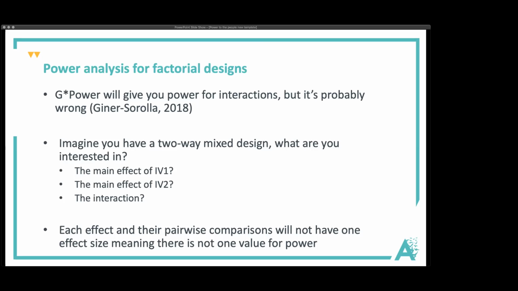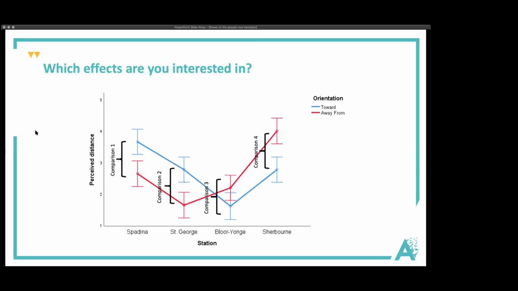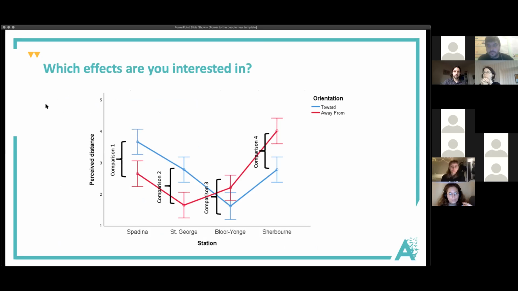Is it the interaction you're really interested in? If you're just putting in one value to say, right, I expect a partial theta squared of 0.04 for each effect, and you have pairwise comparisons with more than two levels, it's not just going to have one effect size. And because there's not one effect size, there's no one value for power as well. So for example, this is a 4x2 design.